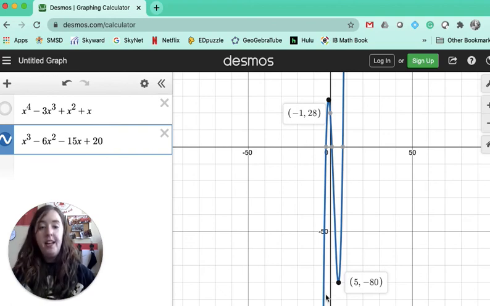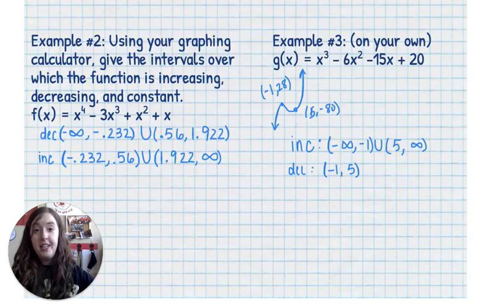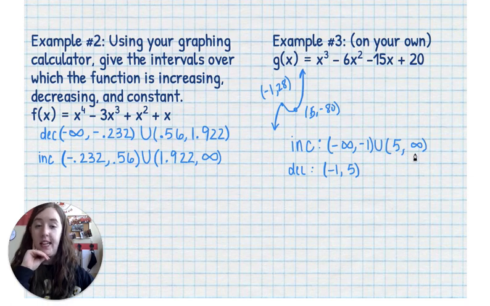So we were increasing until negative 1. Between negative 1 and 5, we were decreasing. And then from 5 on, we were increasing. So we were increasing from negative infinity until negative 1, and then from 5 to infinity. And we are decreasing between negative 1 and positive 5.